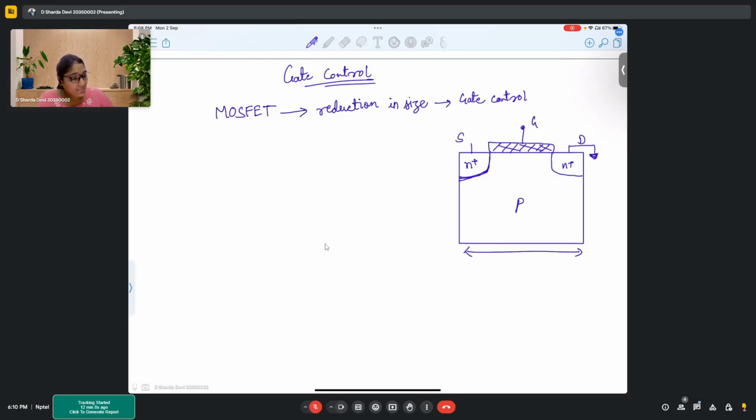As I mentioned, gate control is very important, and we want to have as much gate control as possible for our devices for better operation, so that there is no leakage. Basically, when the drain starts hindering, it leads to leakage.